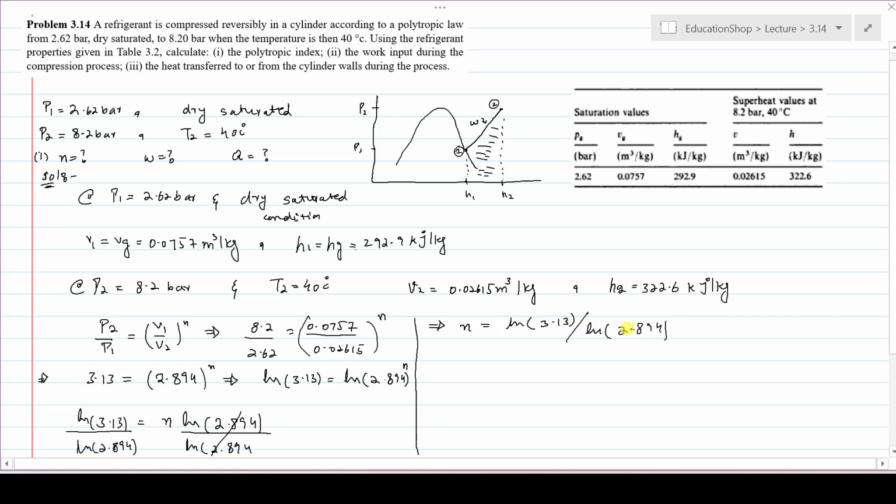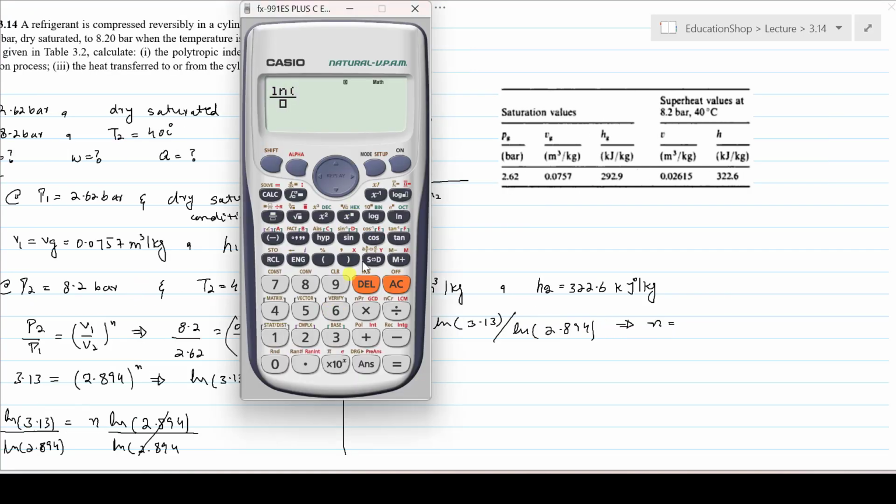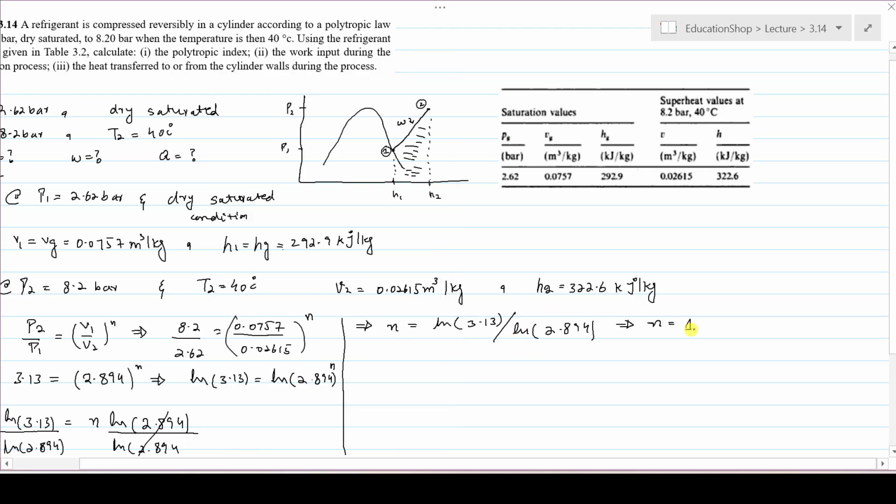Let me solve this on the calculator. That will give you the value of n. And the value of n is 1.073. This was our first requirement in the statement.